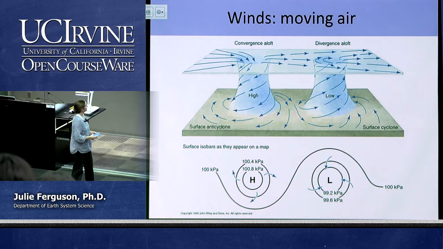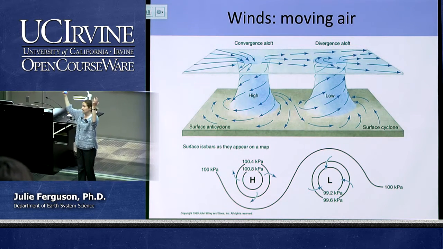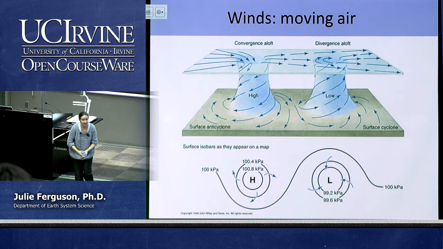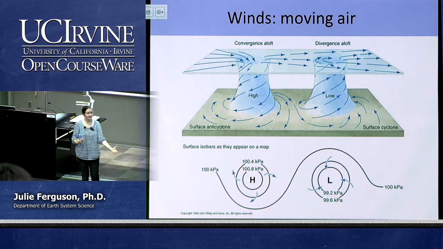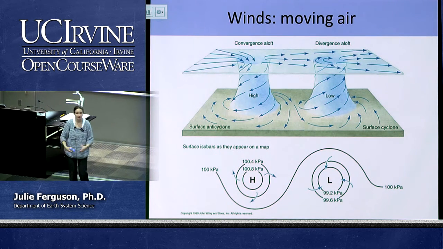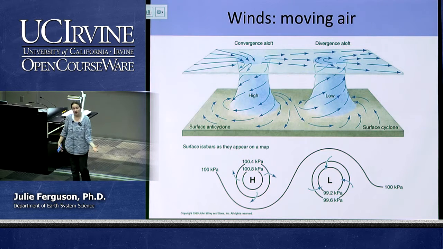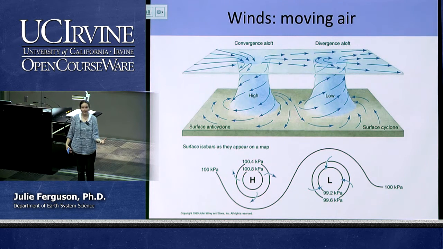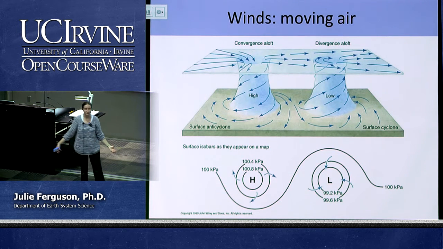And where we replace it from is much higher in the atmosphere. If we have air moving outwards in all directions at the surface, we're going to have to replace that. We can't replace it from underneath, we're at the ground. We can't replace it from the sides because air is moving outwards. The only place we can bring more air from is above. So air above sinks down to replace that air that is moving outwards.